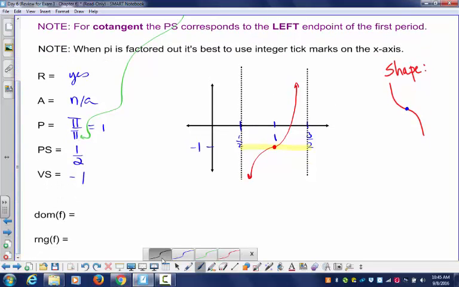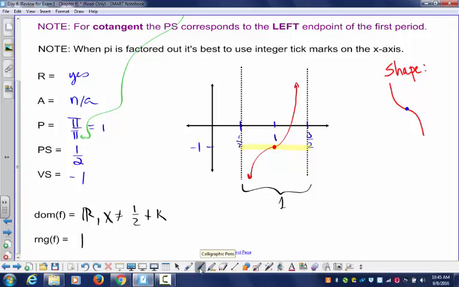And the domain of this function wants to be all reals, but it can't be. Take away the asymptotes. First non-negative asymptote, 1/2. So x can't be equal to 1/2 because there's an asymptote there. The function's not defined. And then we figure out how far apart consecutive asymptotes are. They're 1 unit apart, so it's just going to be plus 1k. And then the range will be all reals.